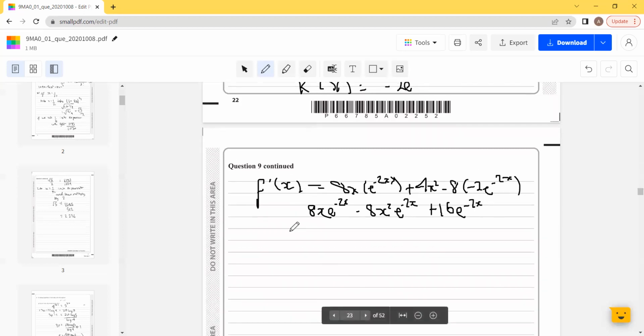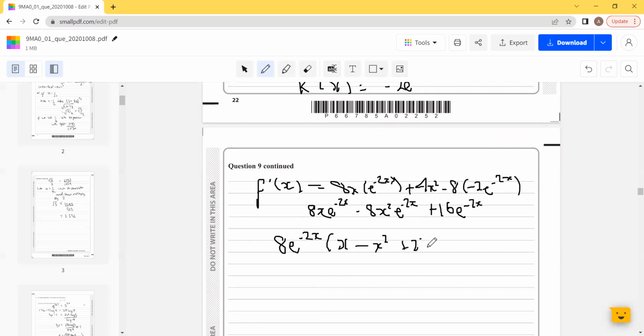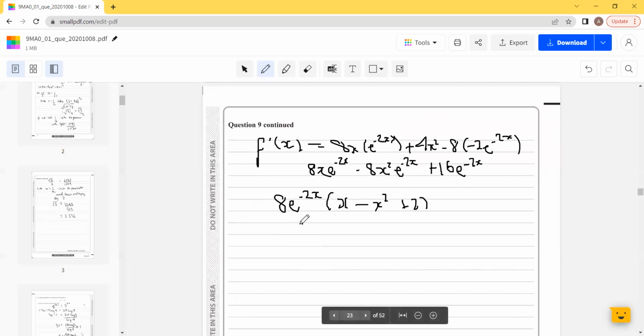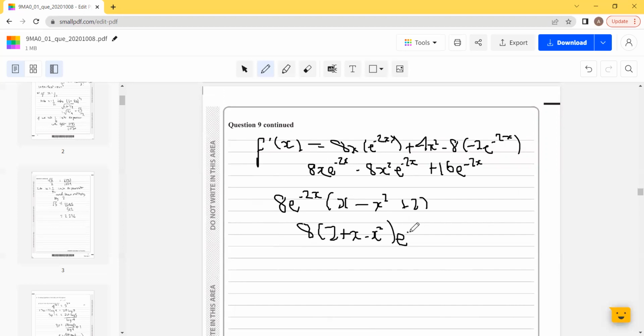So now we can factorize. I can see that 8e to the minus 2x is the common factor, so I'm going to take it out. So 8e to the minus 2x times, I just have x in here, minus x squared, and plus 2. So now I'm almost done with the question. This is just 8 times 2 plus x minus x squared times e to the minus 2x, which is what we had to show originally.